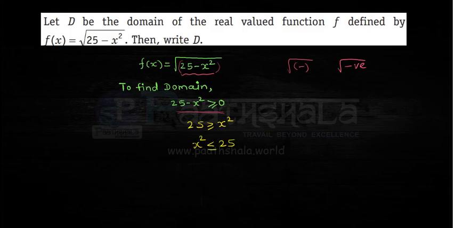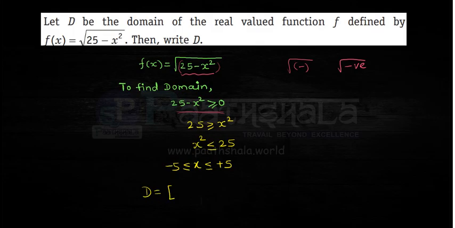If we take the square root, we will get x lies between plus 5 and minus 5. So the domain D is nothing but from minus 5 to 5. It is a set, but we always write the domain in interval form. It is a closed form, because x is greater than or equal to, and x is less than or equal to, that's why we are using closed brackets.